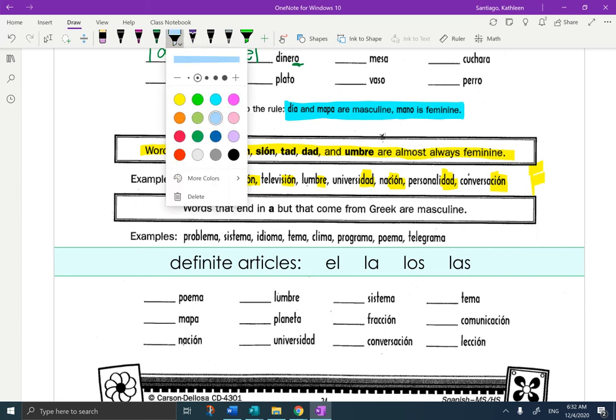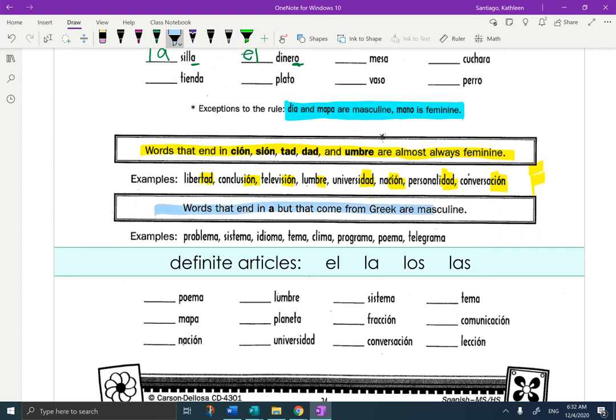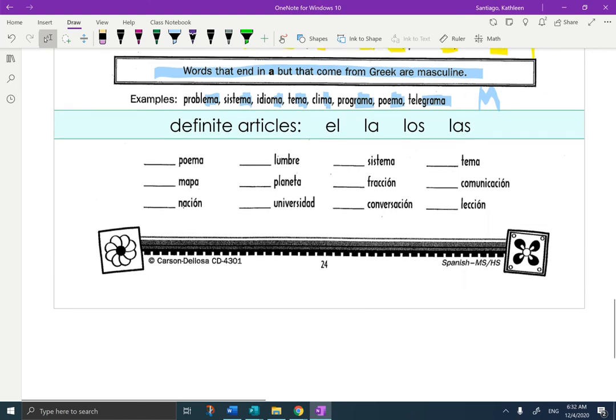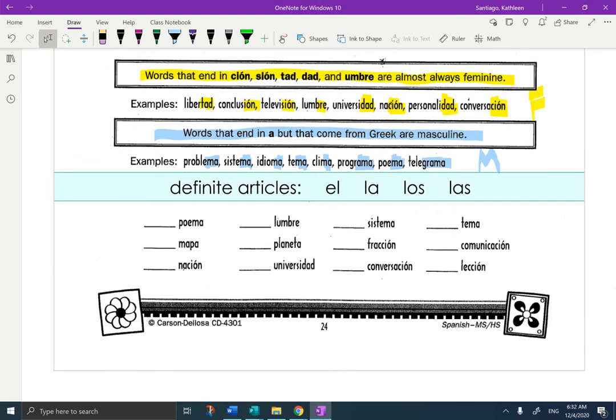Okay. Words that end in an A, but that come from the Greek are usually masculine. So I'm going to put M there. So we've got problema, sistema, idioma, tema, clima, programa, poema, and telegrama. So those really you're just going to look above and say, is it ending in an A? Look at the exceptions. This section here, let me just highlight here. This section here is only referring to these two rules, okay? So it is el poema, el mapa, and la nación. And all I did was look at the ending there and follow the rules above.